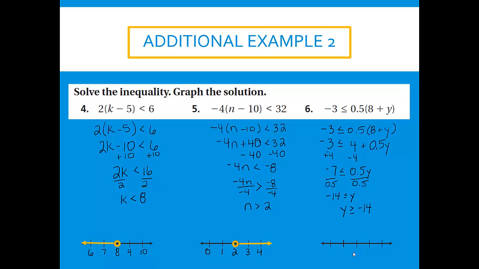So now on our number line we have -14, and then we'll have -13 to the right and -12 to the right, and then to the left we'll have -15 and -16. Our symbol is greater than or equal to, so we'll have a closed circle at -14, and the numbers that are greater than -14 would be to the right. So we'd have a closed circle at -14, and we'd shade to the right because all those numbers would be greater than or equal to -14.